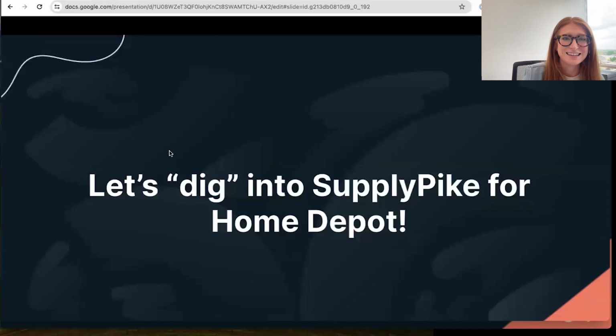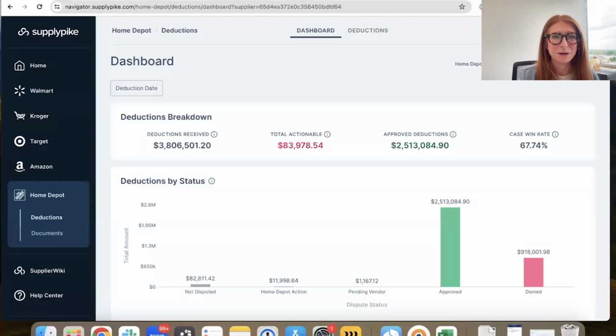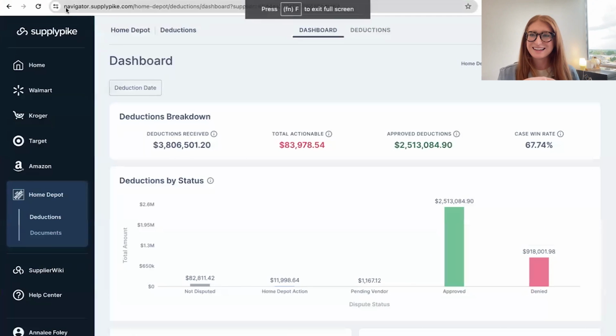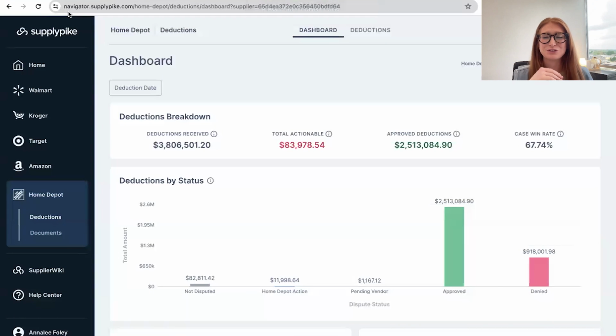So excuse me as I shift screens here, but we're really excited. I know I mentioned that at the beginning of the call, but we're super pumped to have Home Depot supported now within SupplyPike. We're also excited to be jumping into the home improvement space. We know that there's a need in that industry, especially for revenue recovery. And so we're excited to be at the forefront of that and dive in with suppliers hand in hand and tackle these Home Depot deductions.